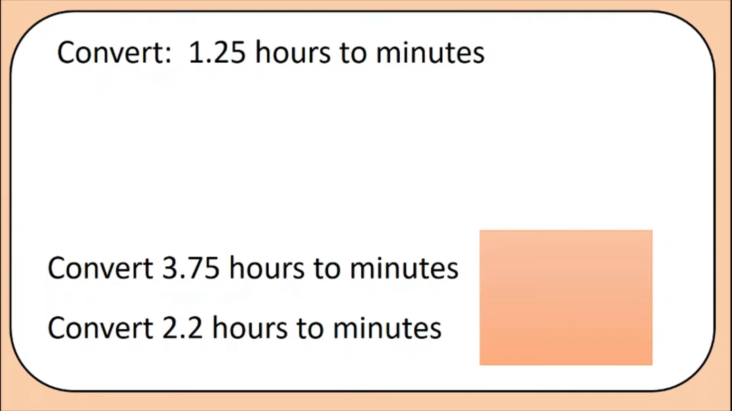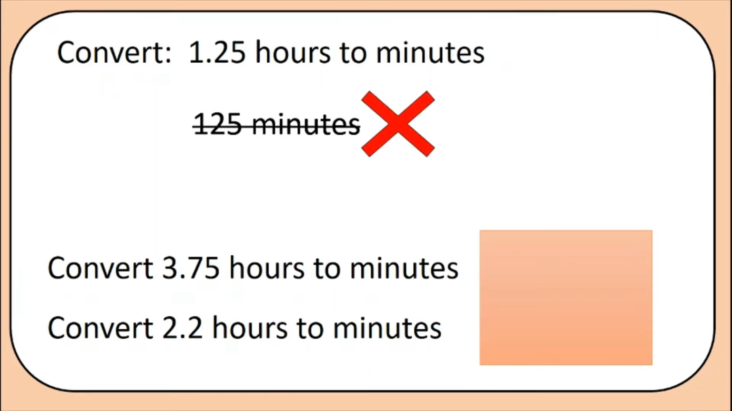Okay, so to begin with, if you take the top question there, convert 1.25 hours to minutes. Sometimes we will be given time in a decimal form, so 1.25 hours. This is pretty straightforward to convert to minutes, okay, but it is not 125. As I said a moment ago, there are 60 minutes in an hour, not 100. So instead we take the 1.25 and times by 60, which gives us 75 minutes.